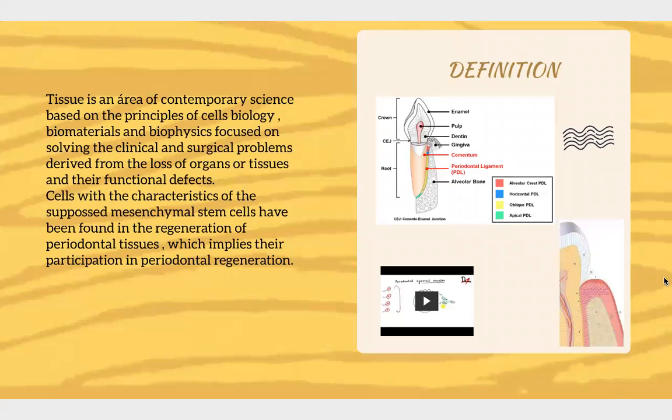Definition. This is an area of contemporary science based on the principles of cell biology, biomaterials, and biophysics, focused on solving the clinical and surgical problems derived from the loss of organs or tissues and their functional defects. Cells with the characteristics of mesenchymal stem cells have been found in the regeneration of periodontal tissues, which implies their participation in periodontal regeneration.